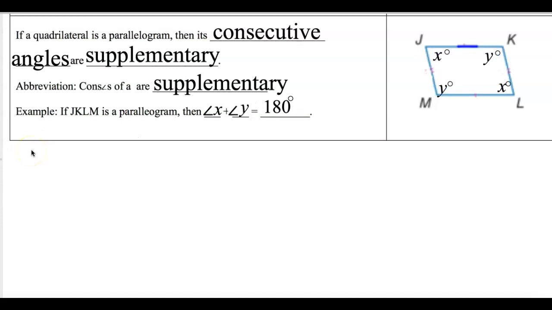Another property of parallelograms is the fact that when you have these angles here, so let's say this angle and this angle, when you put them together, you're going to get a linear pair or consecutive angles, and they are considered to be equal to 180 degrees.